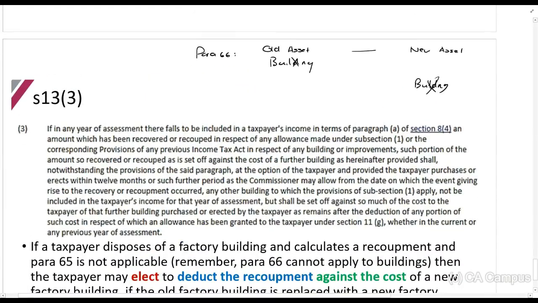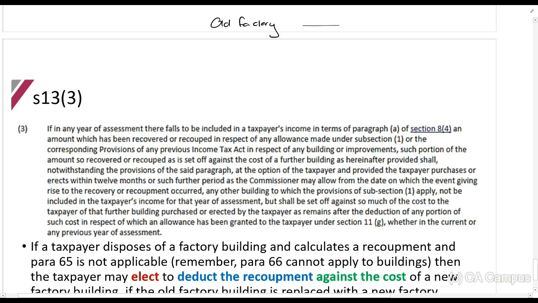What they allow you to do, if you buy a factory, this only applies to factories, not office buildings, factory. So I have an old factory, and I voluntarily, not involuntarily, replace it with a new factory. Okay. The new factory has a cost of 1.5 million rands.